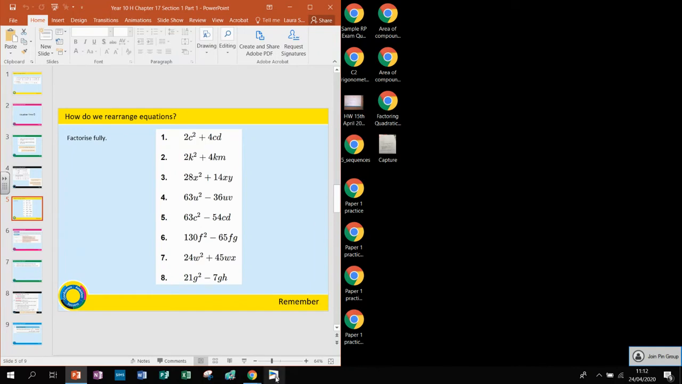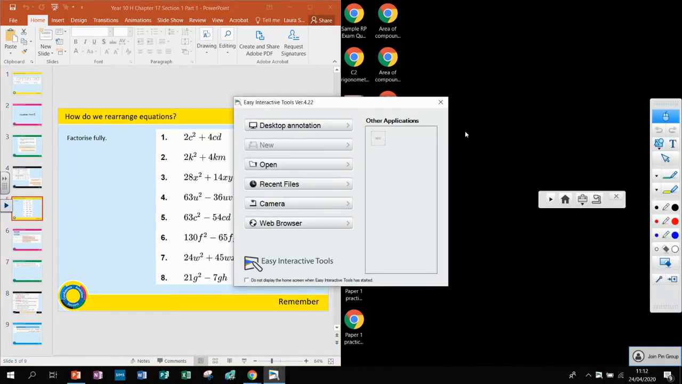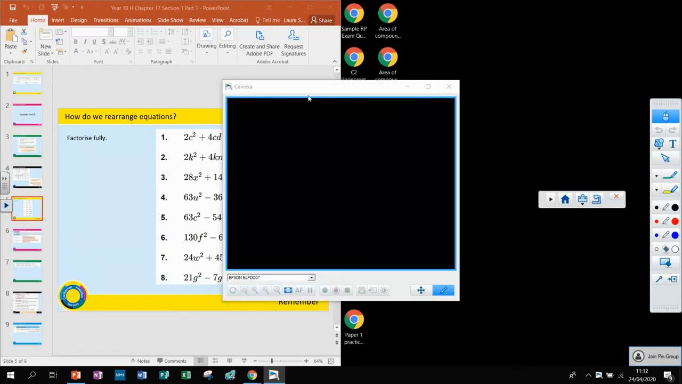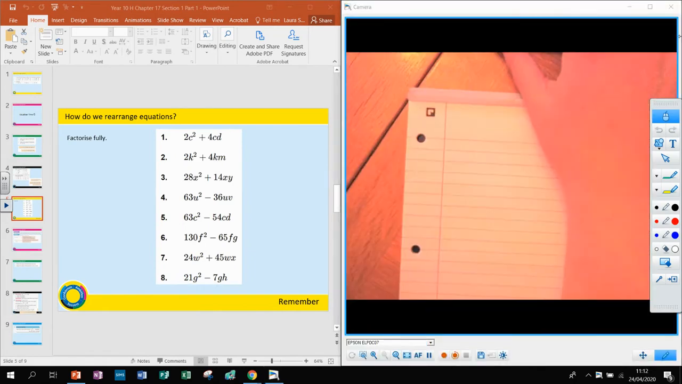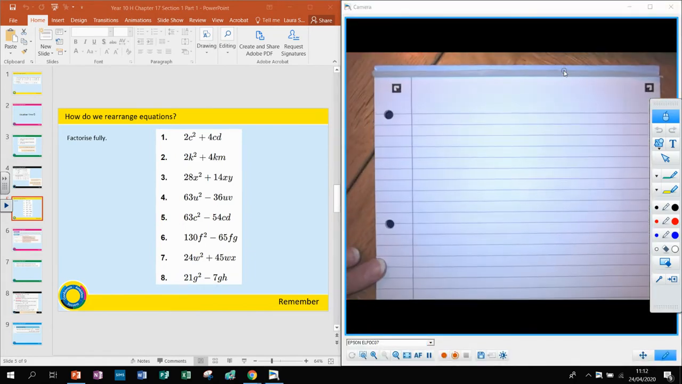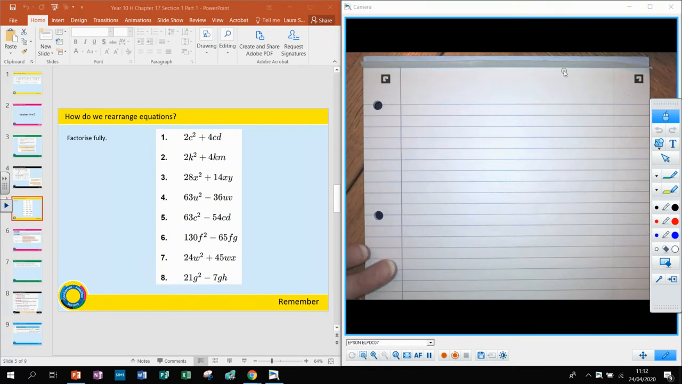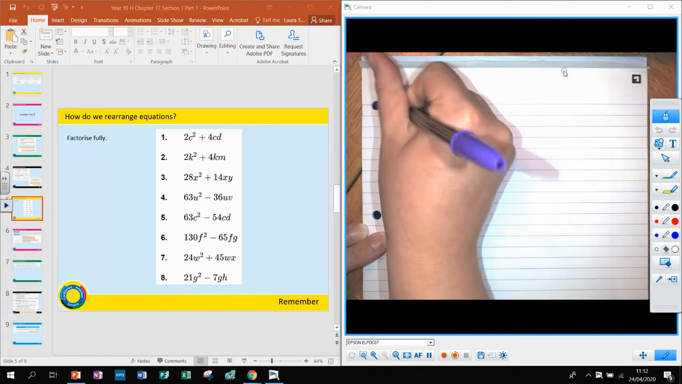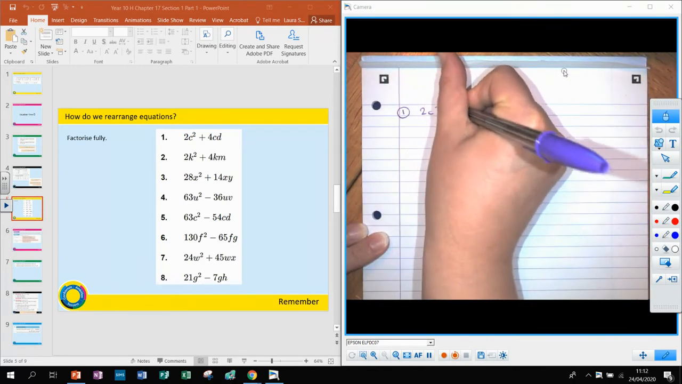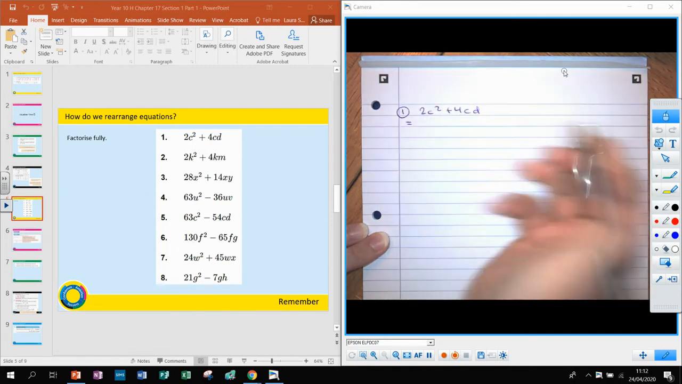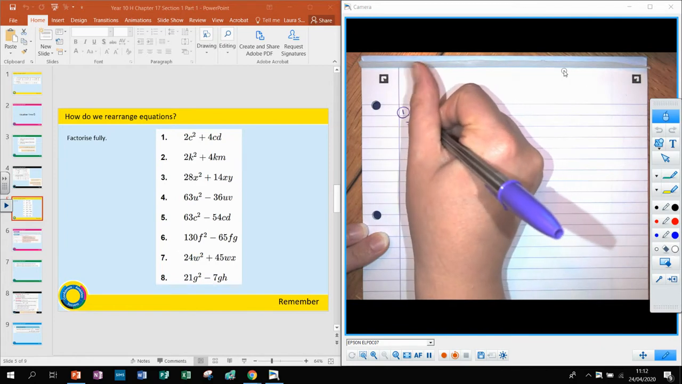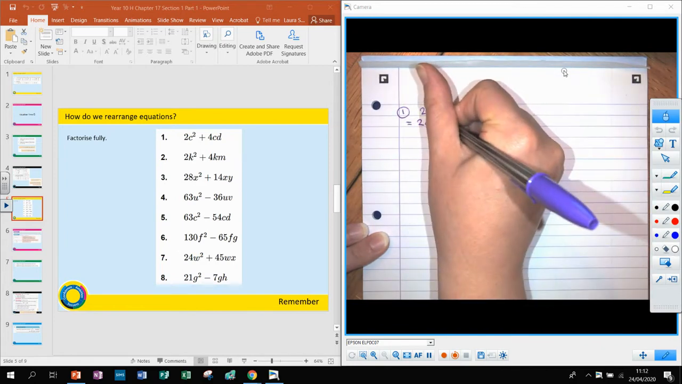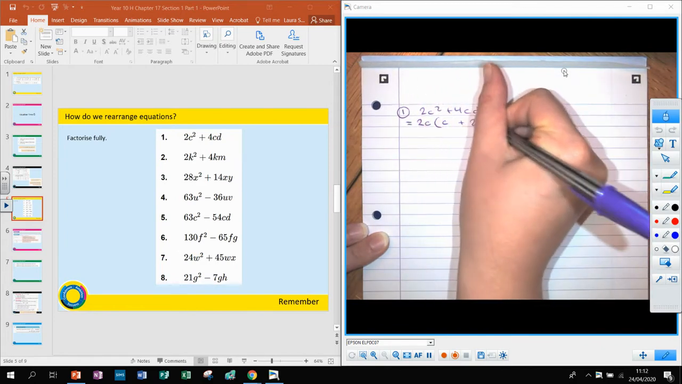Right, welcome back. Let me just get the visualizer set up so that we can go through the solutions together. Okay, turn the light on for you so that you can see. Lovely. Okay, so for question 1, we had 2c squared plus 4cd. Your highest common factor for the numbers is 2, and your highest common factor for the letters is c, and so we get c plus 2d.